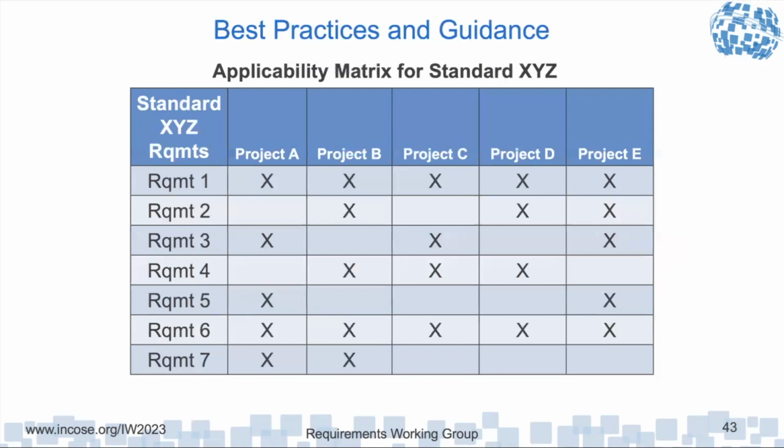using the same approach. So with the applicability matrix, the organization, for each standard, could take, okay, here's the requirements that are applicable to our organization's product lines. And then for the projects within our organization, these are what requirements are applicable to each project. And so like project A is getting requirements 1, 3, 5, 6, and 7.